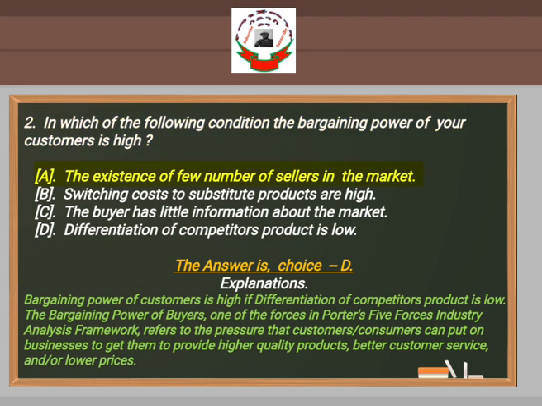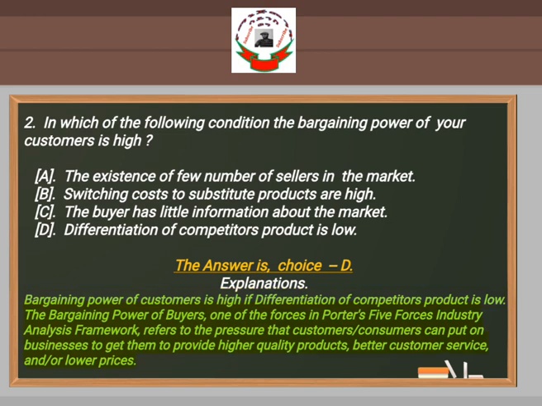A. The existence of few number of sellers in the market. B. Switching costs to substitute products are high. C. The buyer has little information about the market. D. Differentiation of competitors' product is low. The answer is choice D. Explanations: Bargaining power of customers is high if differentiation of competitors' product is low.